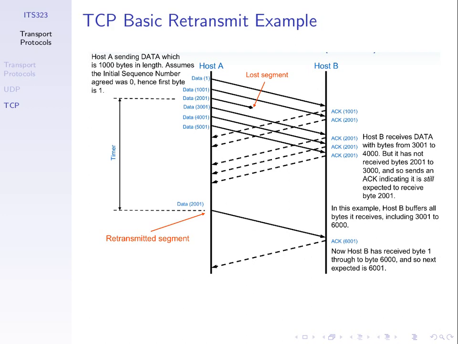And as it receives the third segment, I'm still waiting for 2001. Sorry, this is the fourth, and the fifth one it receives, 2001. The source A can use this information to give an indication that probably something's gone wrong. And that's what the fast retransmit does.